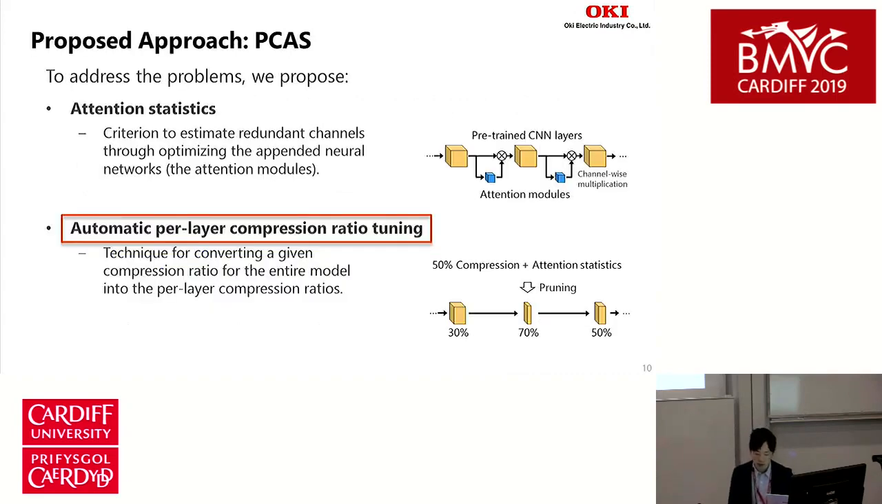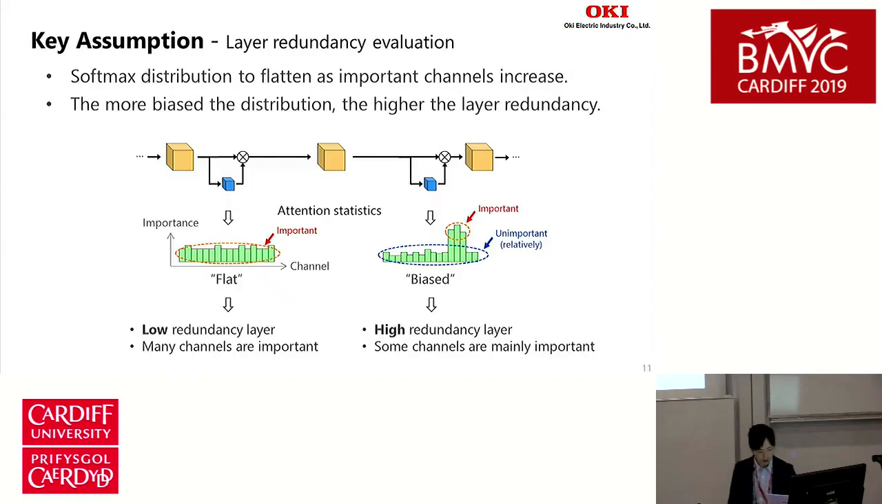Next, I'd like to describe the technique for automatic parallel compression tuning. For the automatic determination, it is required to evaluate the redundancy of each layer. Therefore, we expect the softmax distribution to flatten as the number of important channels increases. For example, in the case of a flat distribution, the corresponding layer has low redundancy because many channels contribute to the accuracy. In contrast, if the distribution is heavily biased, I mean not flat like this, its layer has high redundancy because only some of the channels are important.